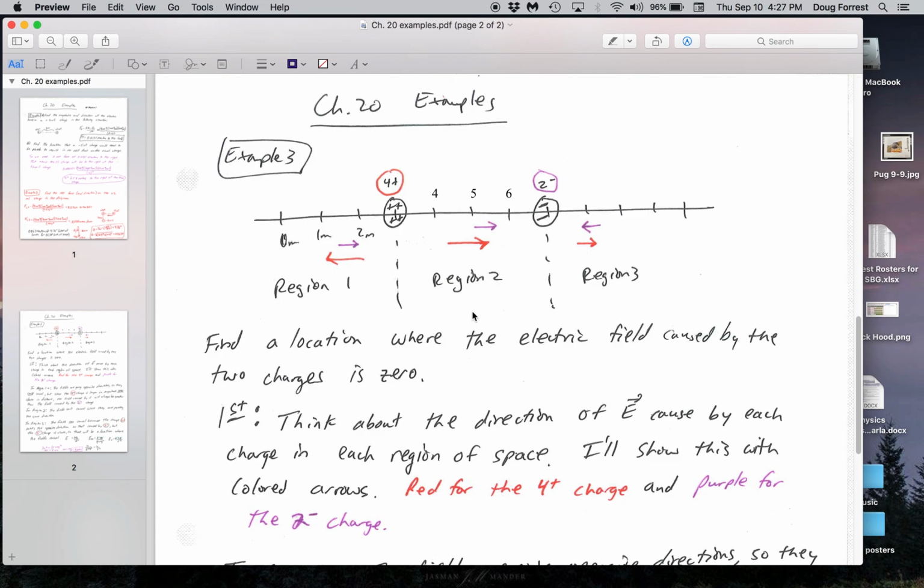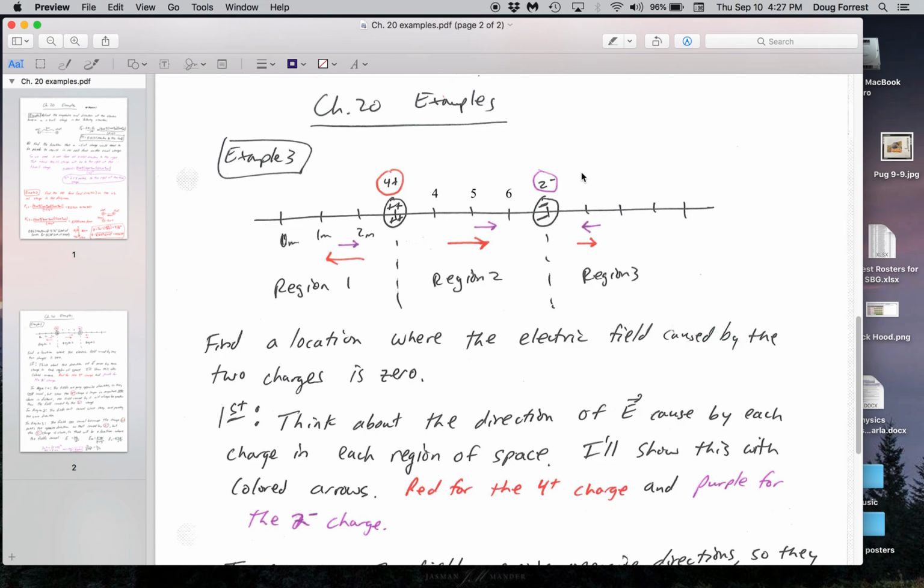In this region, depending on where you would choose a location, both fields caused by these charges would be pointing to the right. Now, this has less charge than this does, but if you're getting very close to this -2, the electric field caused by that -2 would actually end up being larger than the electric field caused by the +4. So it doesn't really matter what size these 2 arrows are. The point is in this region, they're both pointing to the right, and so again, I can't have 0.